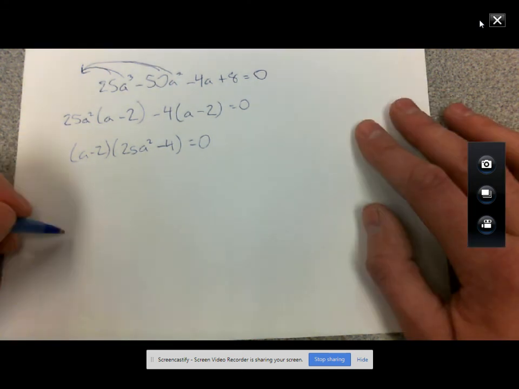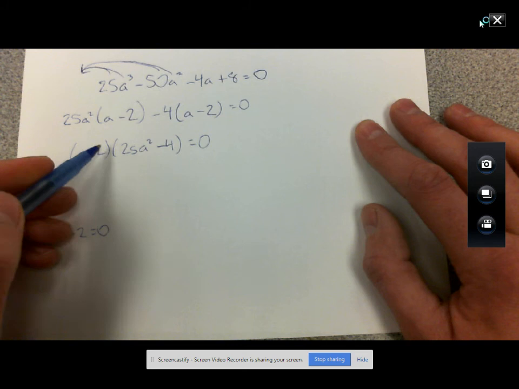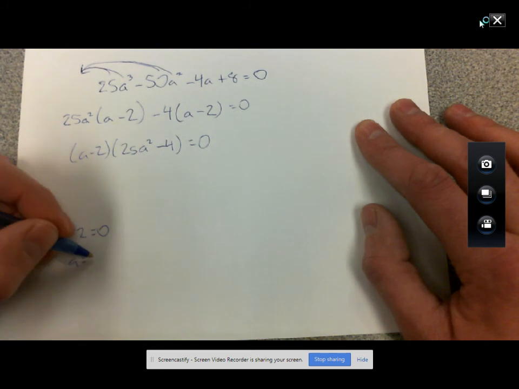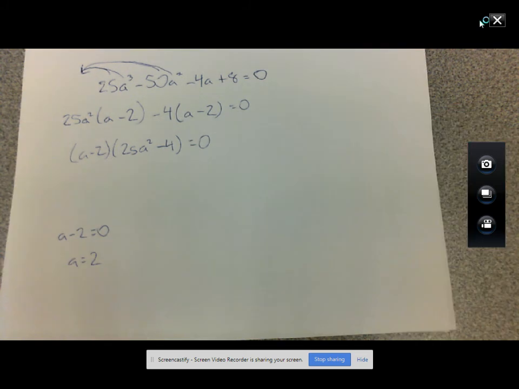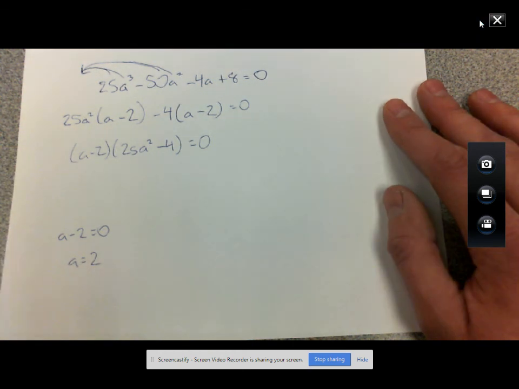A minus 2 could be 0, because I've got a product here that equals 0. So a could be 2, because 2 minus 2 is 0. But the 25a squared minus 4, I can't do anything with that yet. So I'm going to need to factor that further. So I'm going to leave the a minus 2 alone.